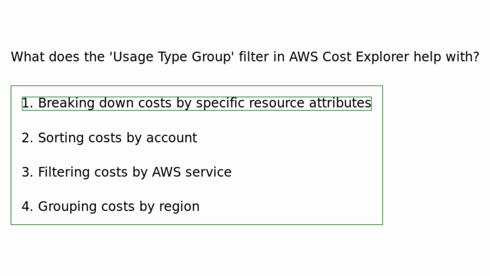The usage type group filter in AWS Cost Explorer allows you to break down costs by specific attributes like instance type or storage class, offering deeper cost insights.